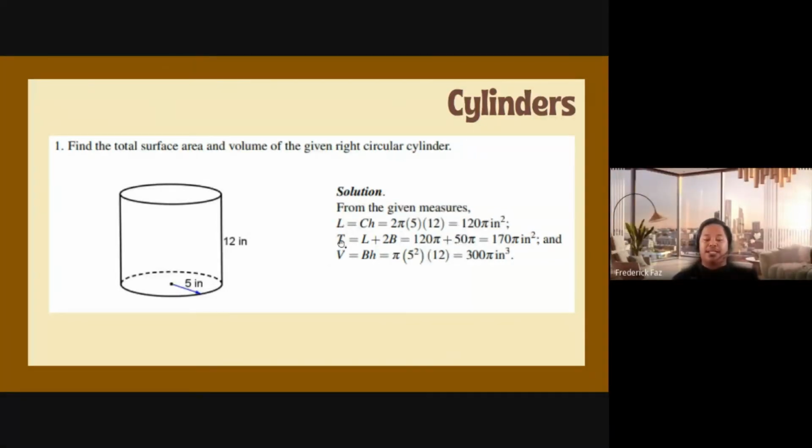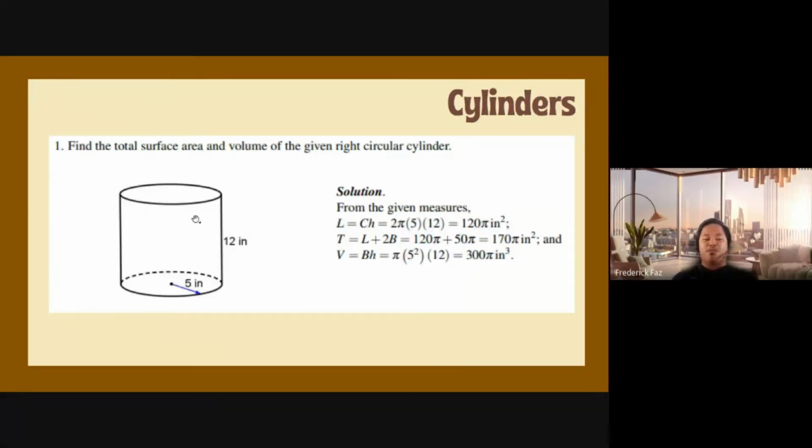For the total surface area, we have the lateral plus the area of the two circles po. So the lateral area is equal to 120 pi plus yung ating area ng base is 5 squared is 25 pi. Since dalawa po yung ating circle, so kaya naging 50 pi po siya. Then if we're going to add 120 plus 50, so we have 170 pi square inches.